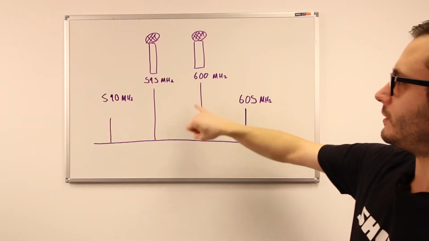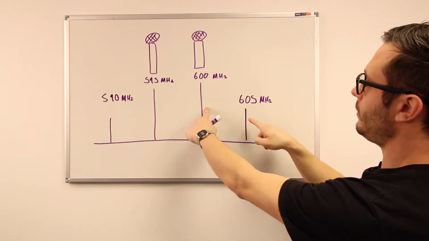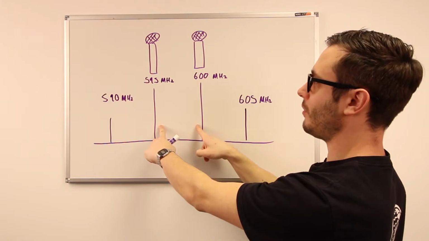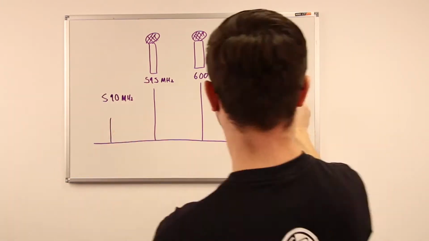Notice that the distance between frequency 2 and the intermodulation is the same as the distance between the two primary transmissions.